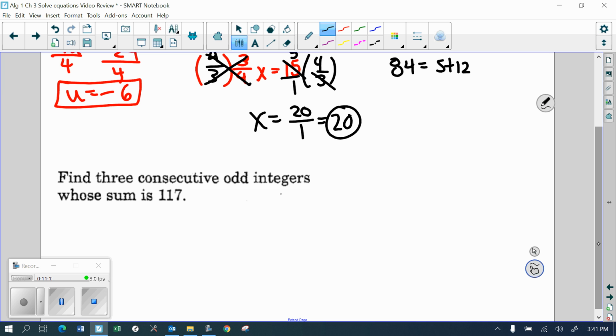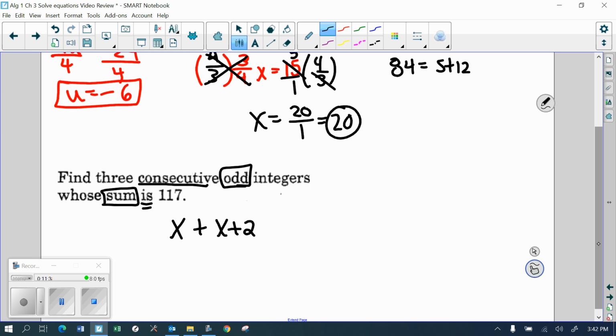Find 3 consecutive odd integers. Consecutive means one after the other. So if the first one's x, the next one would be, notice it says whose sum is, so I'm adding. So there's the first one. What's the next one after x? X plus 1. The next, consecutive odd integers. So in order to get the next odd integer, I have to add 2.